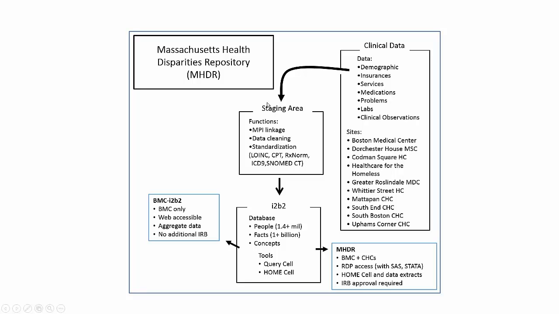What we're able to do is, through this staging process, convert the quite complex and varied data in our source systems into a standardized i2b2 database. And at its essence, i2b2 data is really a list of people, and currently we have over 1.4 million, a lot of facts about those people, and currently we have almost 1 billion, and definitions of those facts, also called concepts, that help us put those concepts into a context.